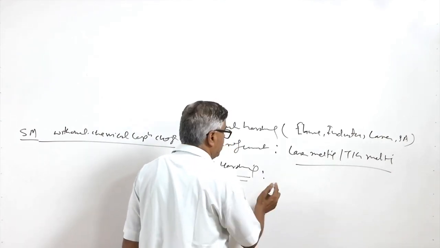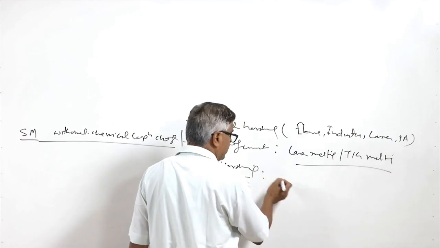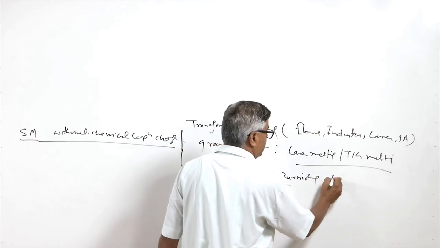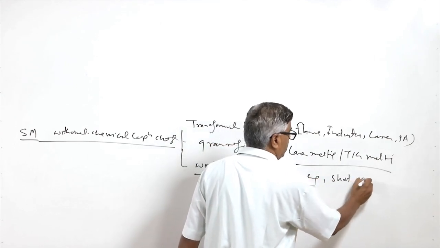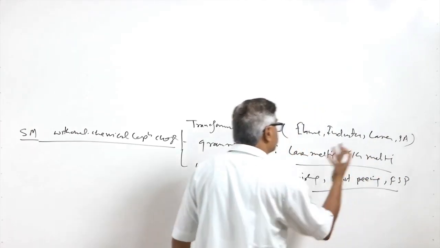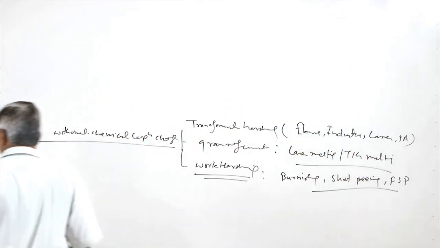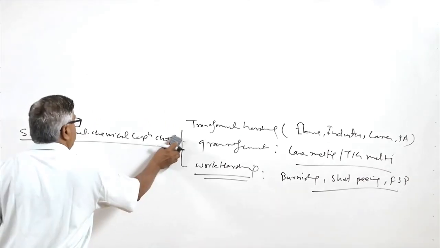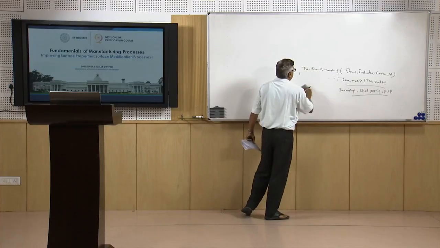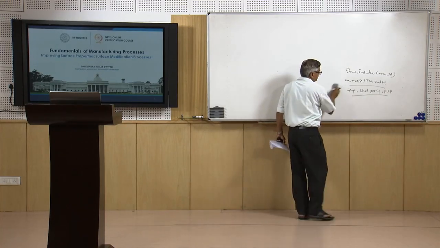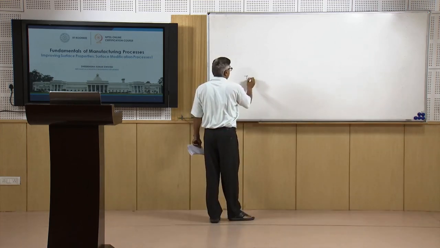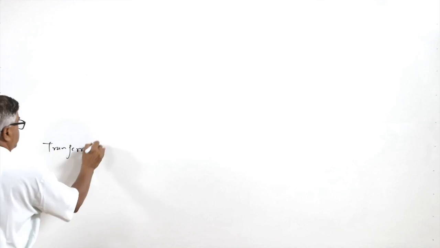The methods normally applied are burnishing, shot peening, and friction stir processing. These are some of the methods used in this category. So we will be talking about the basic principles of transformation hardening first, then grain refinement, and then deformation based approaches. So the first is the transformation hardening based processes.